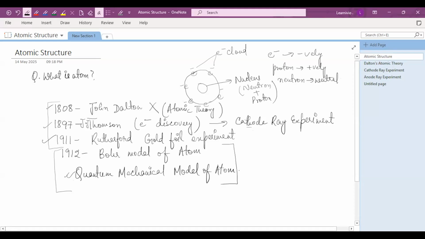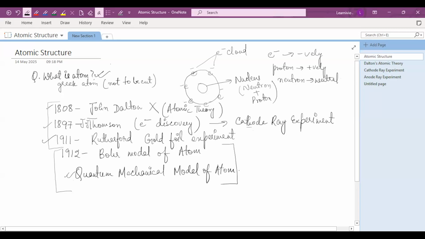Yeah, so each element is composed of a smallest particle, right? We know that, which is atom. Each element is composed of a smallest particle, which is known as atom. And this name atom is derived from a Greek word atomos, right, which means not to be cut, or indivisible.